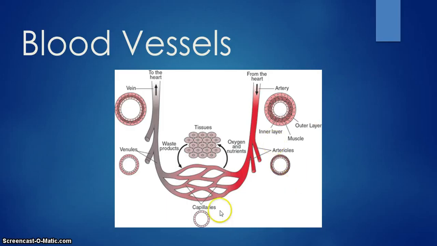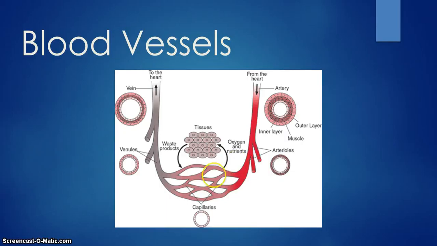So the next vessel are the arterioles. Arterioles are a vessel that branch from the arteries. The arterioles are under the control of the sympathetic nervous system. The main function of the arterioles is to transport blood from the arteries to the capillaries, and secondly, they help regulate blood pressure and blood flow.